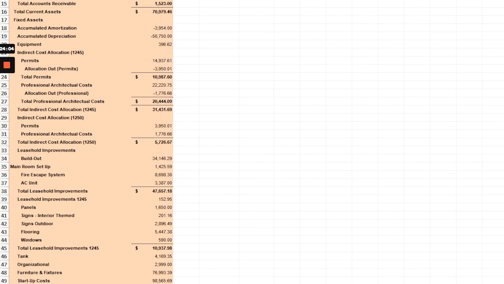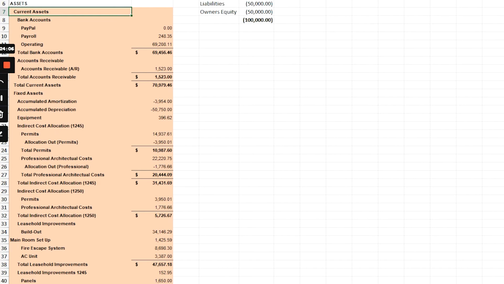But these are all examples of assets. So your bank accounts, you have all sorts of bank accounts, same idea, same principle. Current assets is the parent account, your sub accounts are bank accounts, and then sub accounts would be PayPal, payroll, an account with your bank, an operating account with your bank, your total bank accounts. These are all your assets.